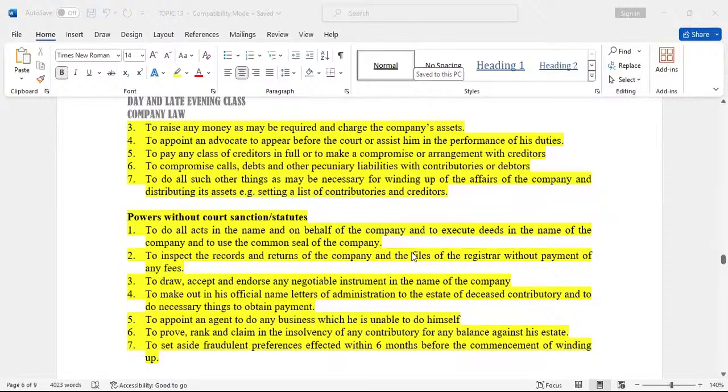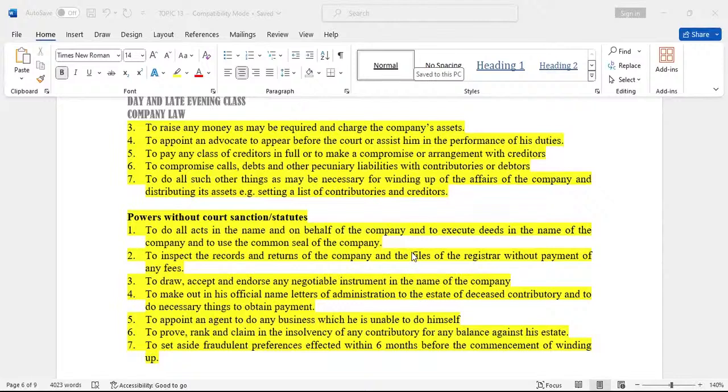So he can be the one in charge of coming up with or making those kinds of arrangements. Then to compromise calls, debts, and other pecuniary liabilities owed by the contributories or debtors. Then to do all such other things as may be necessary for the winding up of the affairs of the company and distributing its assets, e.g., settling a list of contributories and creditors.